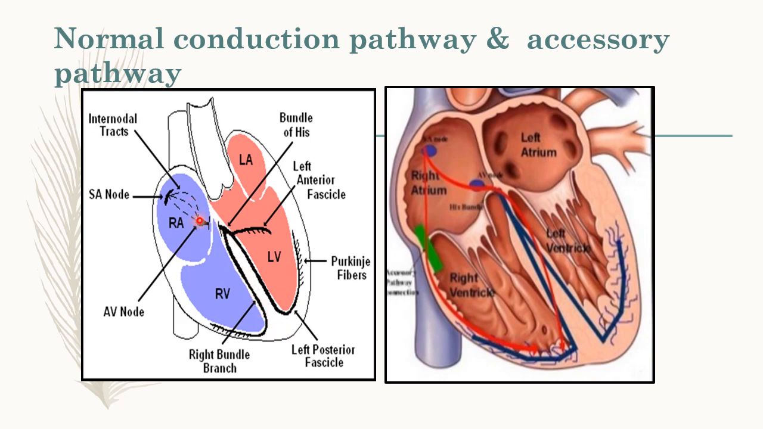You know, the AV node serves an important function as a gatekeeper. It limits the electrical activity that reaches the ventricles. This is manifested on the ECG as the PR interval.